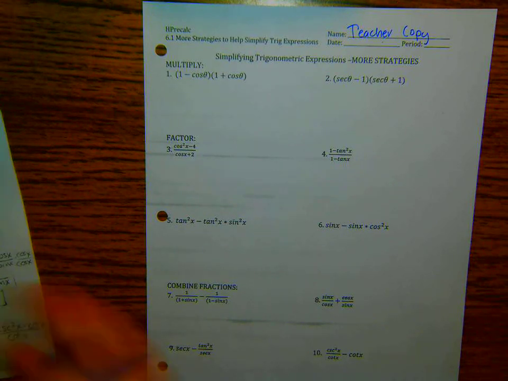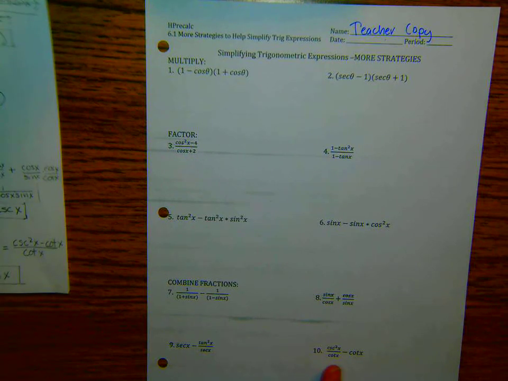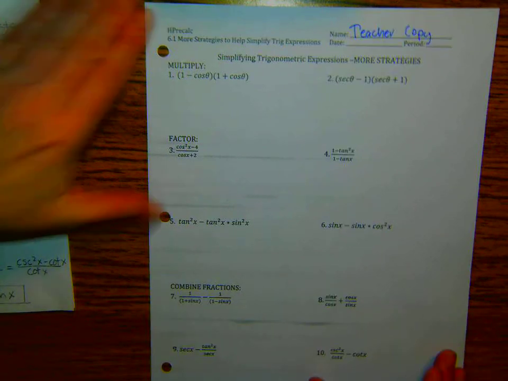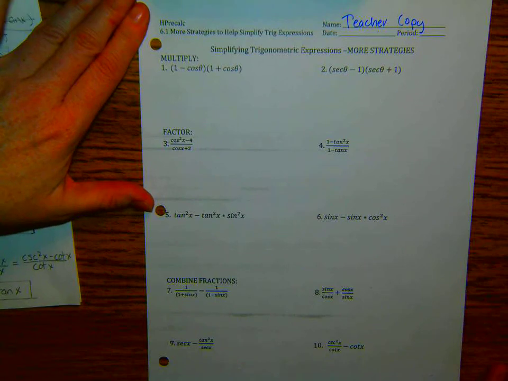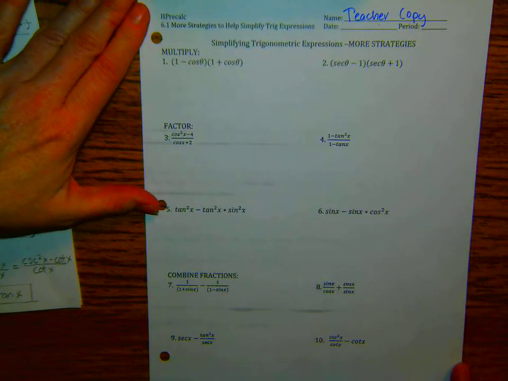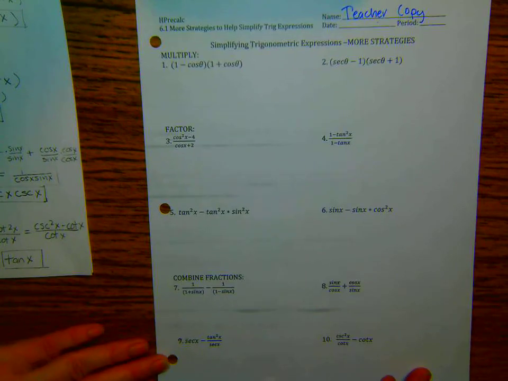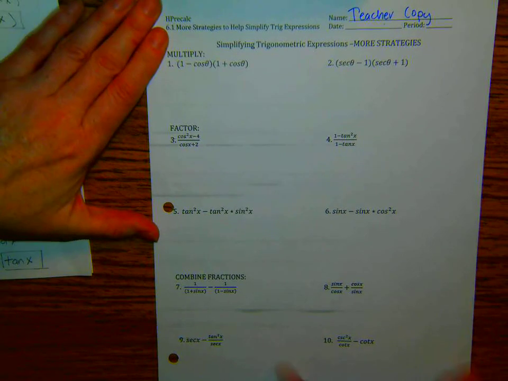Okay, so we just did strategies for simplifying trigonometric expressions. Now we're going to do some more strategies. Those of you who just did the first 6 strategies had some practice problems on the back, so I hope you did those. Now we're going to do some more strategies. Okay, so here's a couple more. These are maybe a little more complicated, but not too bad.